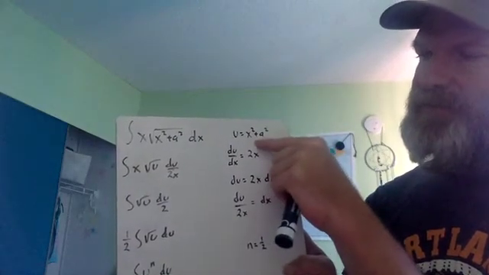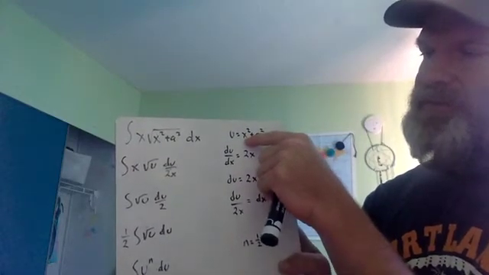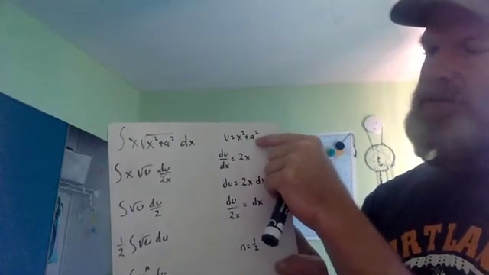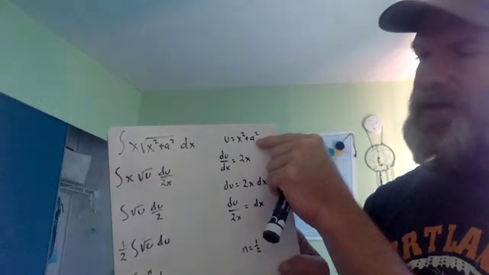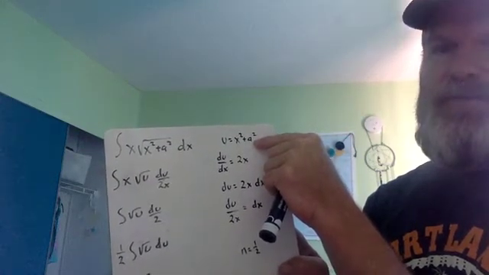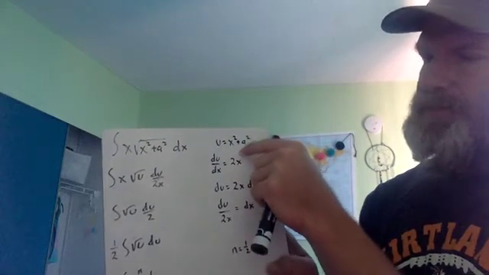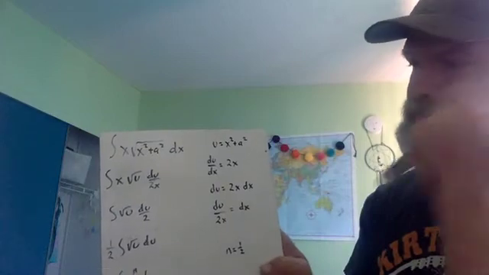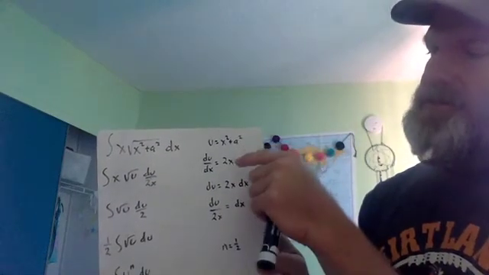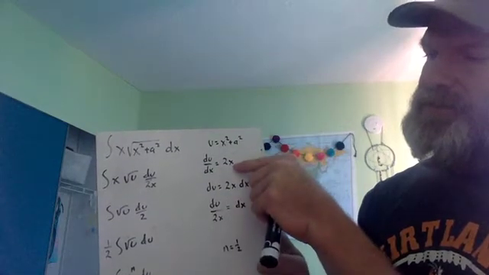When you take the derivative of x squared plus a squared, it's just 2x, because the derivative of x squared is 2x and the derivative of a squared is just a constant. Say a is 4, a squared is 16, and the derivative of 16 is nothing, sorry, the derivative of a constant is 0, my bad. So it's just 2x here. So you got du over dx equals 2x.